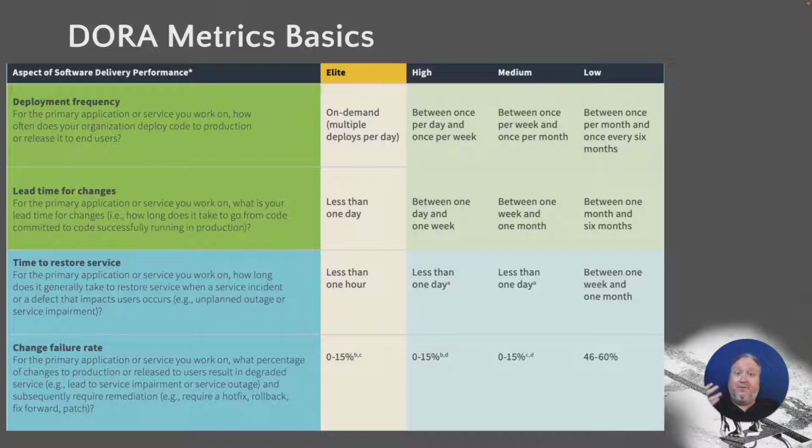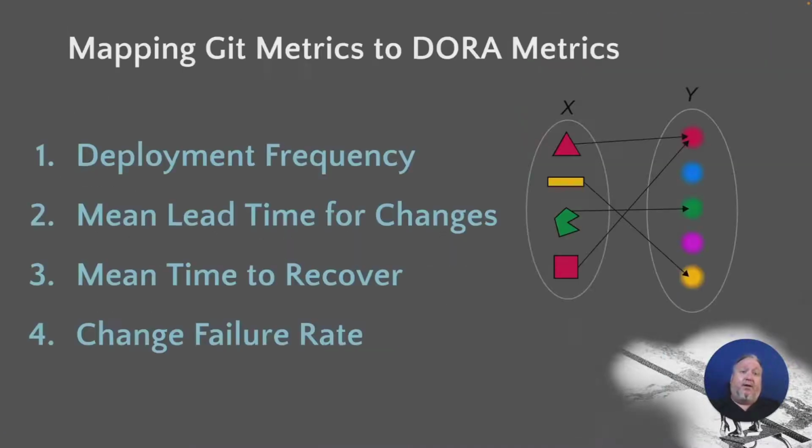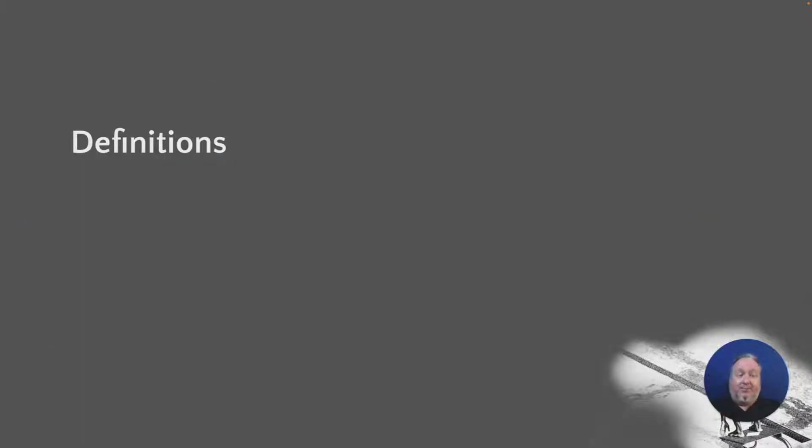I love the concept of version control. So what can Git tell us about our DevOps practices? How can we map Git metrics to DORA metrics? That's what the next part of this talk is all about. And hopefully, if you haven't stopped watching because you already read the Accelerate book, you'll get something out of this. I think it's important to make some definitions here up front.